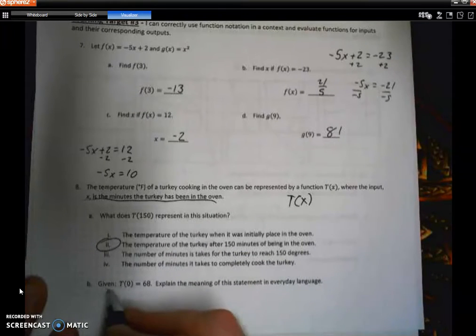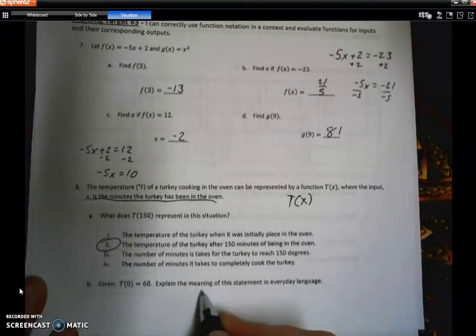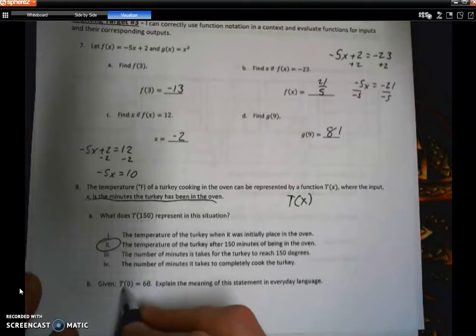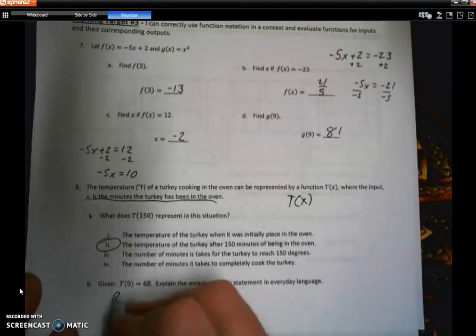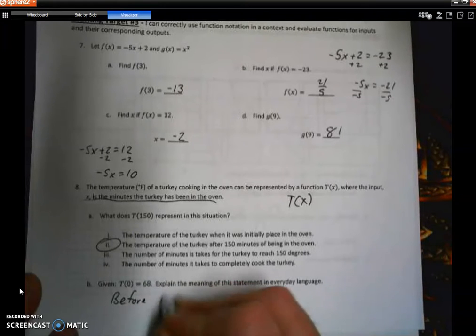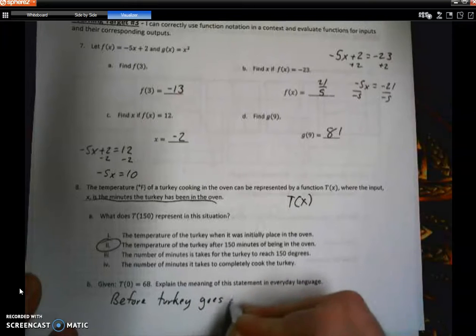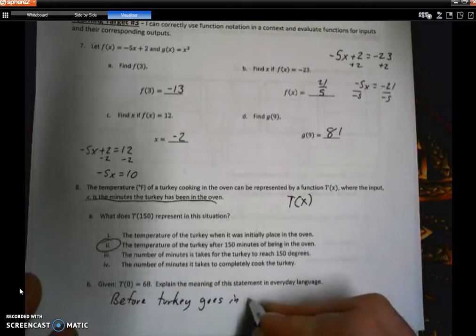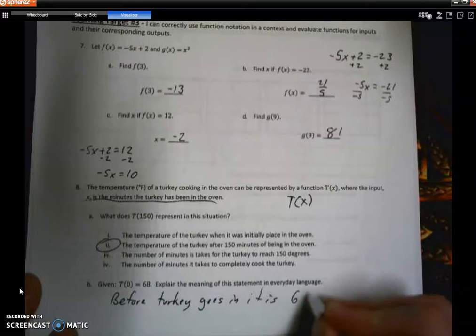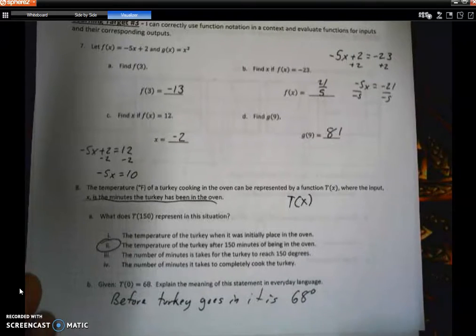So now if I'm given T of 0 equals 68, explain the meaning of this statement. Well, that means at time 0, so before the turkey goes in, because we're at 0 minutes, it is 68 degrees, or probably room temperature is what that's representing right there.